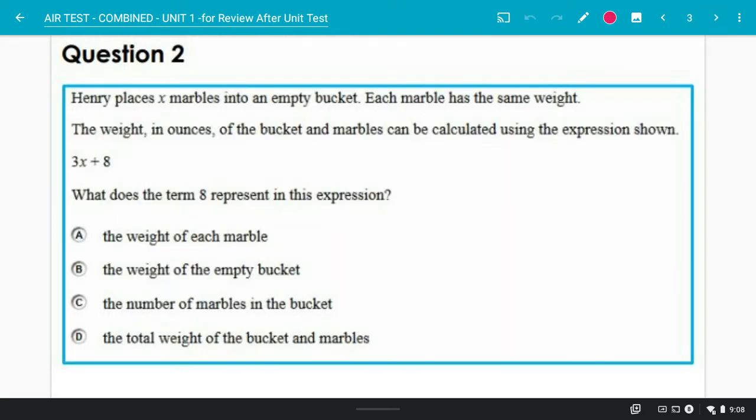All right, next question. Henry places x marbles into an empty bucket. Each marble has the same weight. The weight in ounces of the bucket and marbles are calculated using the expression 3x plus 8. What does the term 8 represent in a function? Now, before I get into answering that question, I just want to review with you. Do you see this 3x plus 8? What does that look like?